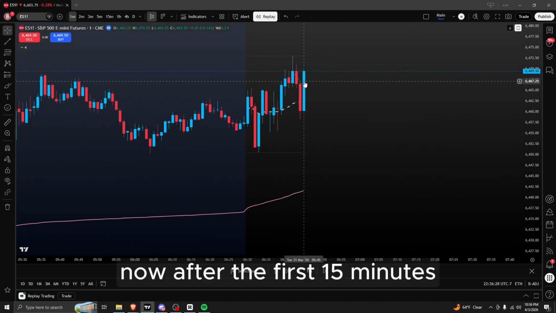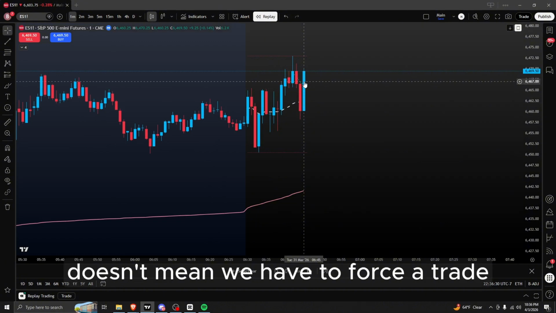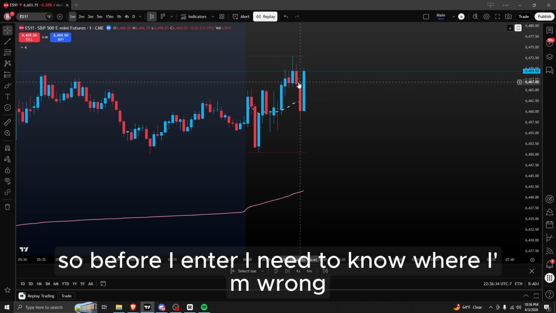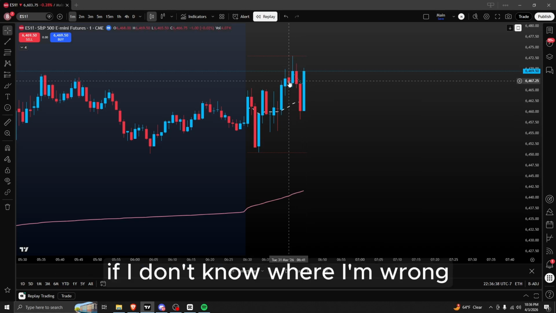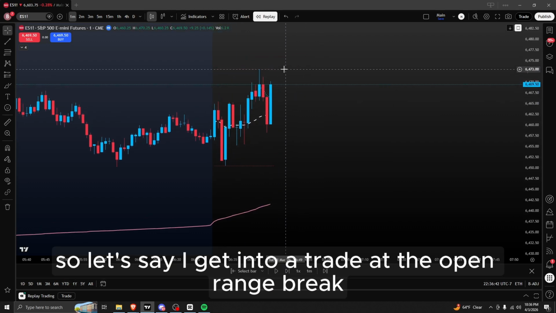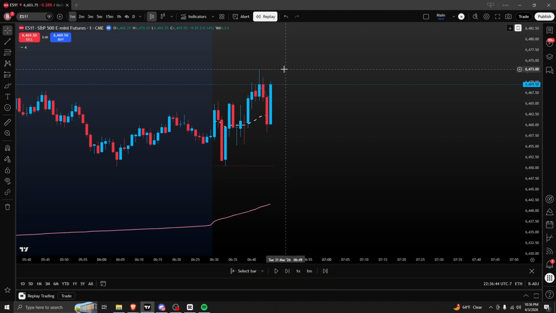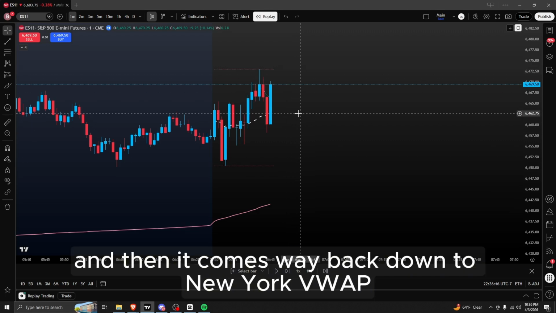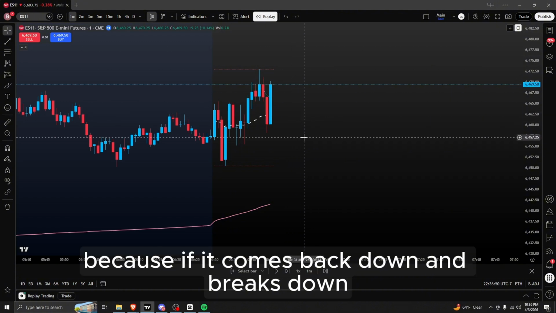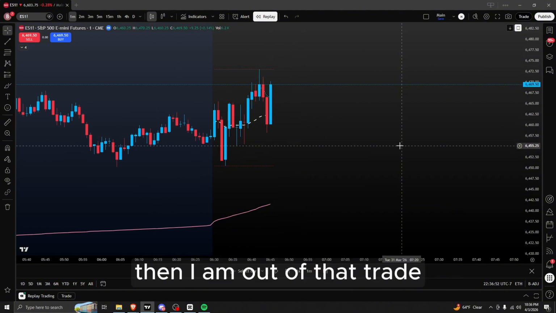Now, after the first 15 minutes doesn't mean we have to force a trade. We want to see something happen first. So before I enter, I need to know where I'm wrong. If I don't know where I'm wrong, then I have no business being in a trade. So let's say I get into a trade at the opening range break, and then it comes way back down to New York VWAP, then my trade is invalidated, because if it comes back down and breaks down, then I am out of that trade.